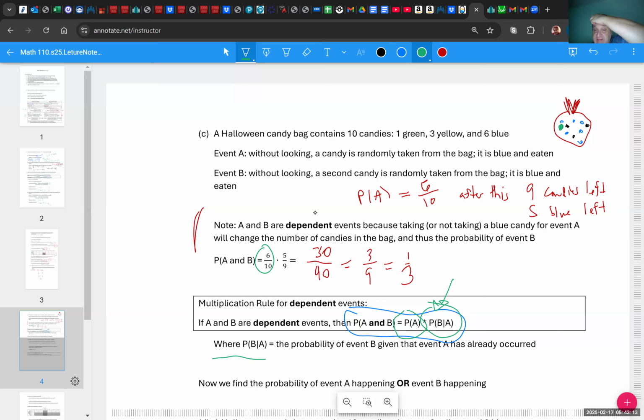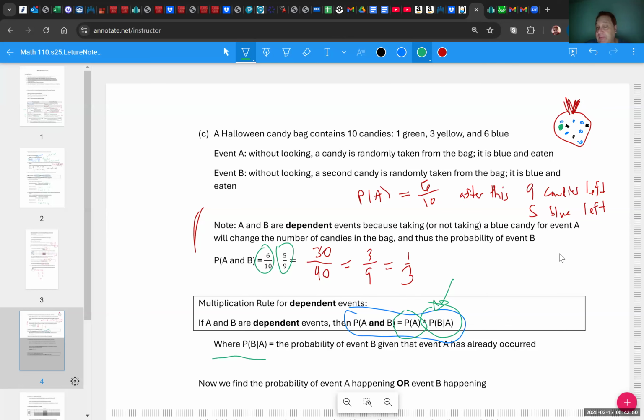And funny as that looks or sounds, that's exactly what we did. To get the 5 out of 9, we said, okay, we know there's 1 candy less in the bag, and we know there's 1 blue fewer in the bag. So instead of 6 out of 10, it's 5 out of 9. We did that without using the funny notation, but math people love their symbols and letters and formulas. So you're going to see P(B|A) quite a bit. That just means let's assume A has already happened, and let's find the probability that B now occurs as well.